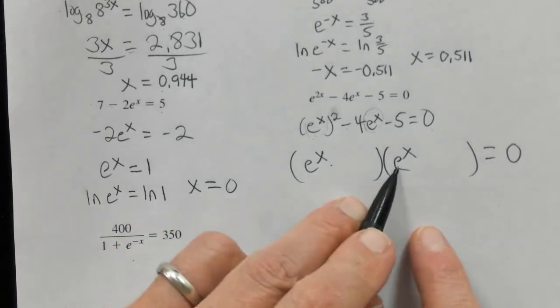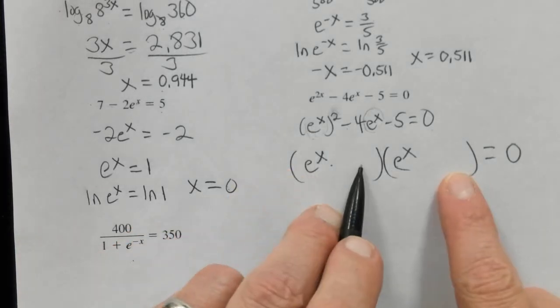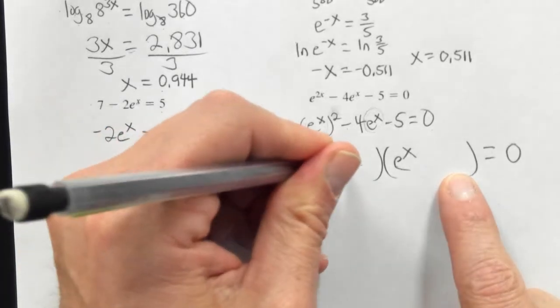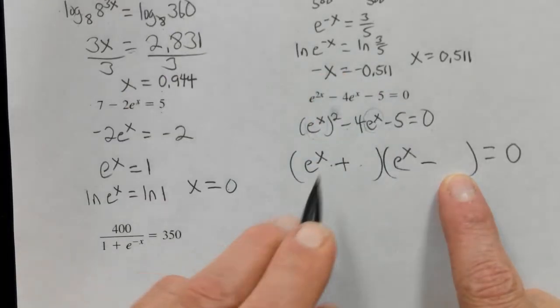Because e to the x times e to the x is e to the x squared. Now in this one, I need these to multiply together to give me negative 5. So I know it's got to be a plus and a minus. All right, so we're going to factor this now.